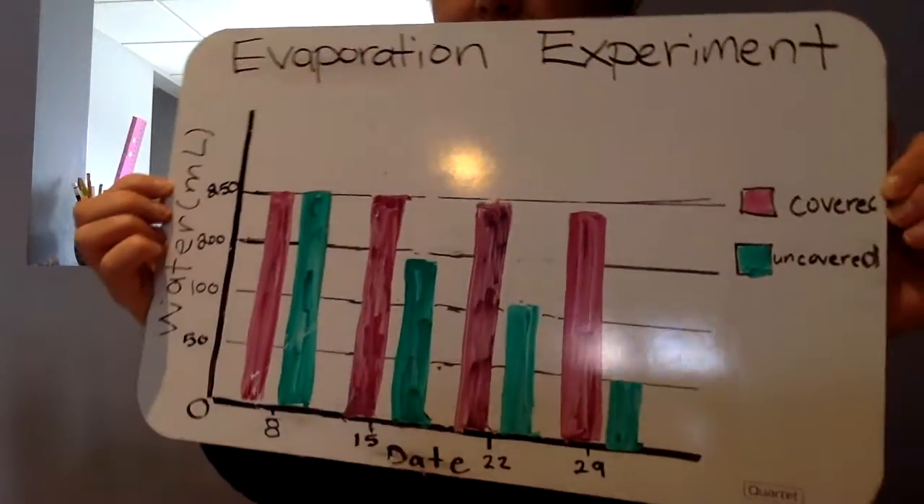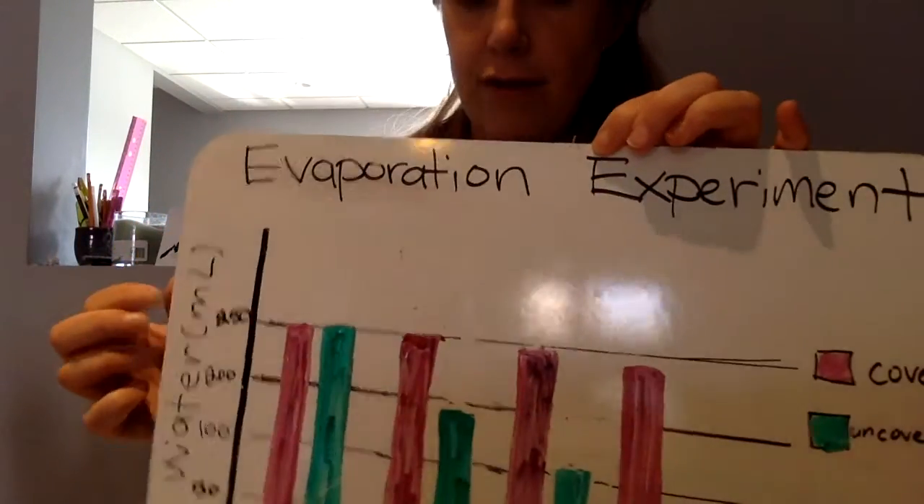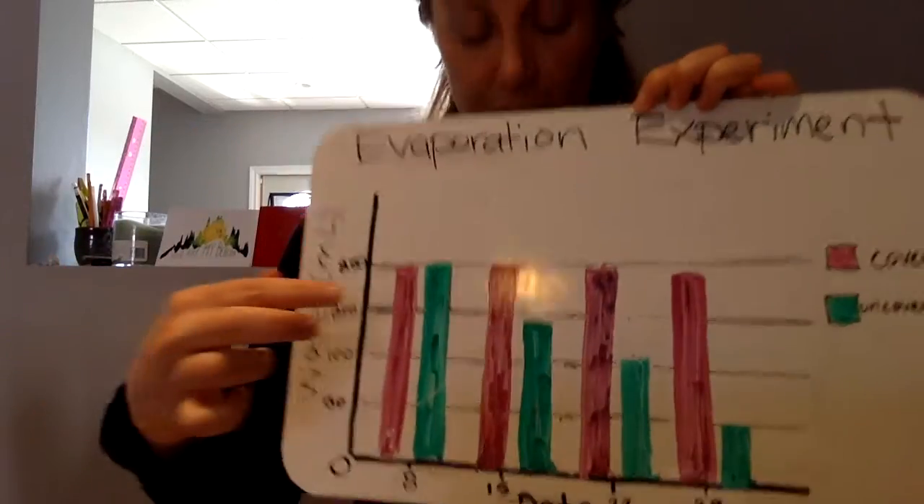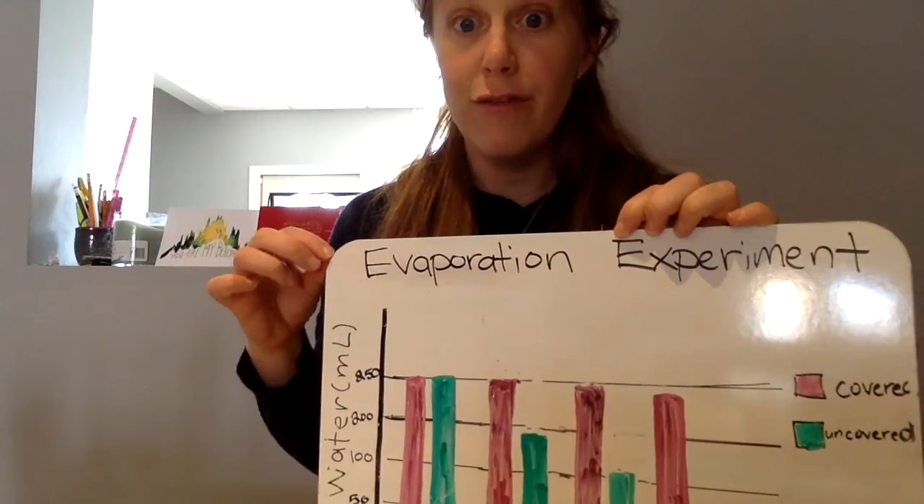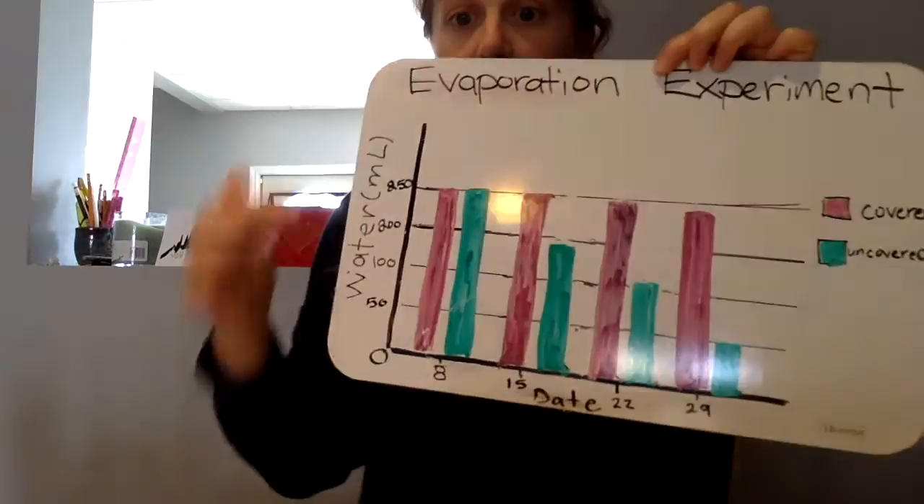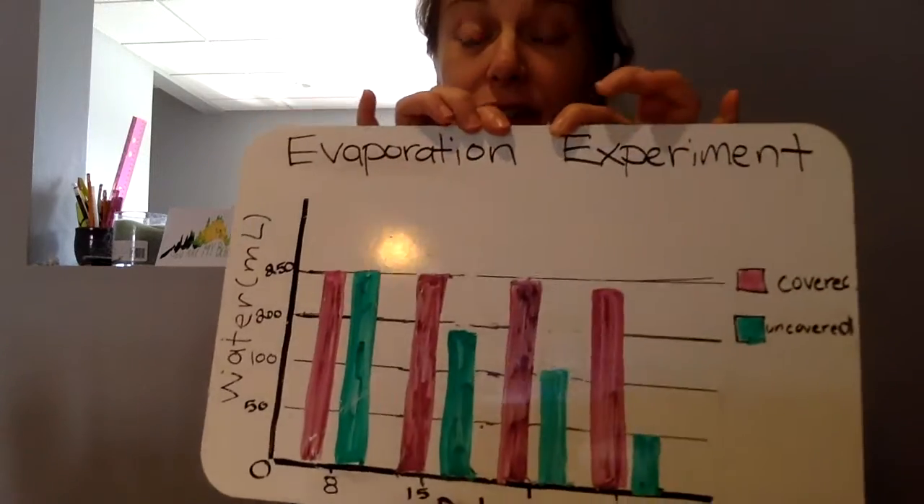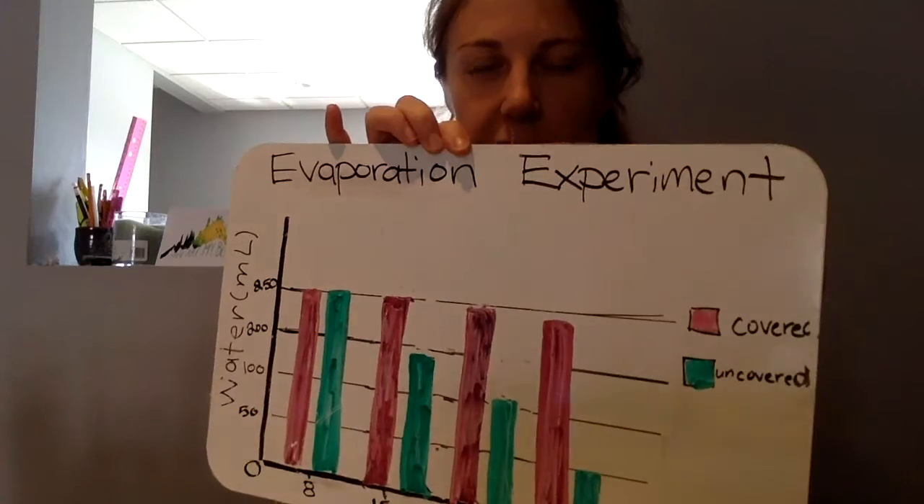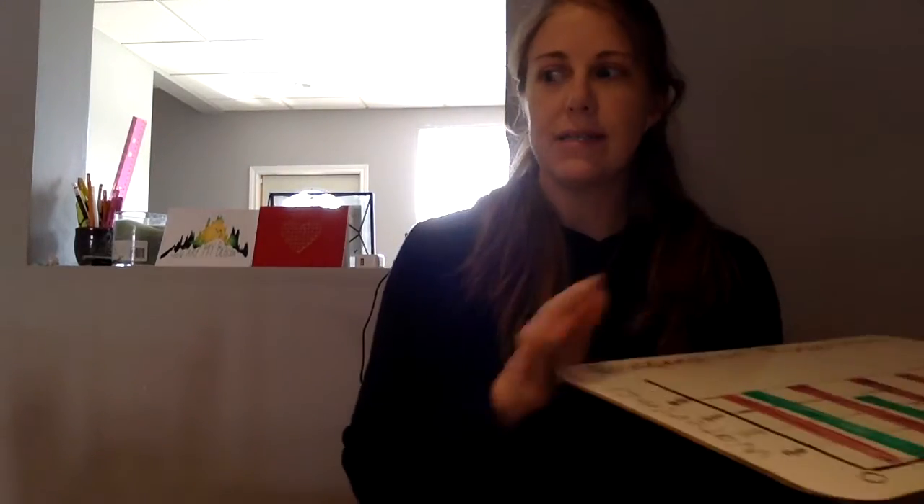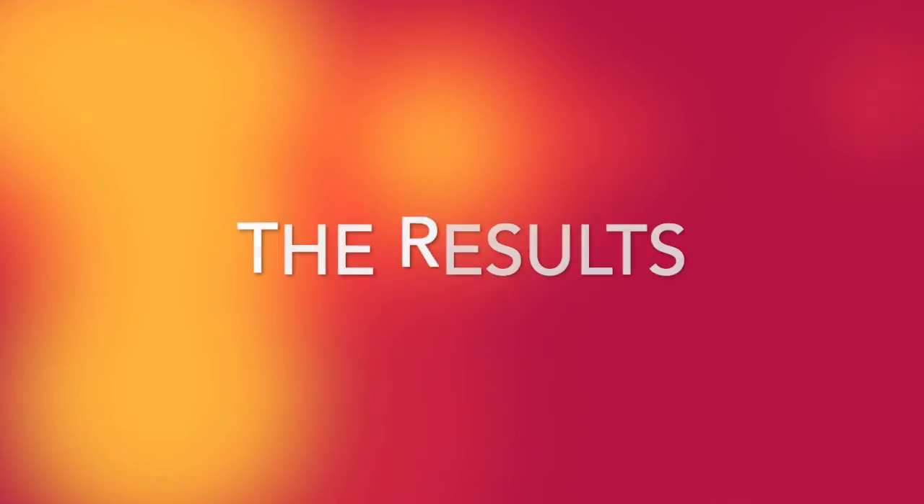At the end of last week, in our covered container, we had about 240 milliliters of water, and in our uncovered container right over here, we only had 50 milliliters of water left. Some of you guessed the water would be all gone in the uncovered container this week, and some of you thought there'd be just a little bit left. So it's time to check the result.